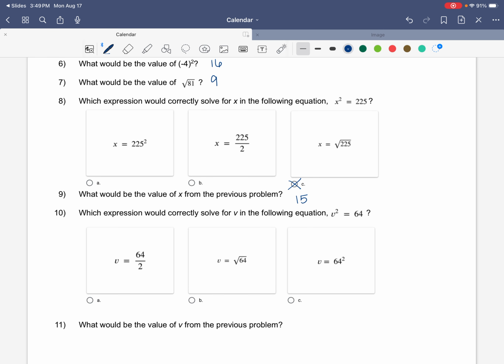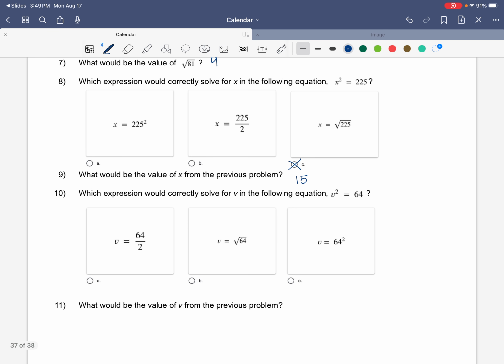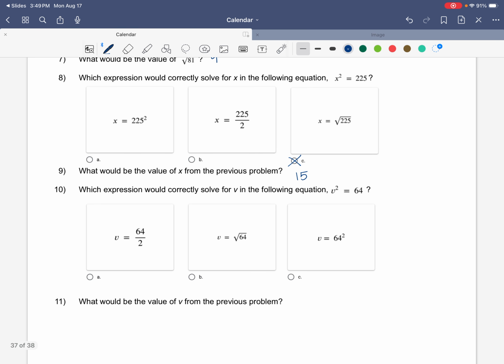Number 10, similar to question 8, which expression would solve for v in the following equation? So v is being squared, which means we need to take the square root of both sides. So v would be equal to square root of 64. So then putting that into our calculator, again, second, square root, and then 64, you should have gotten 8 for v.